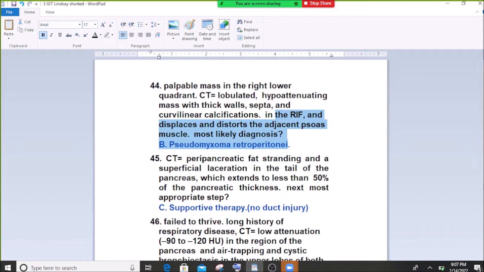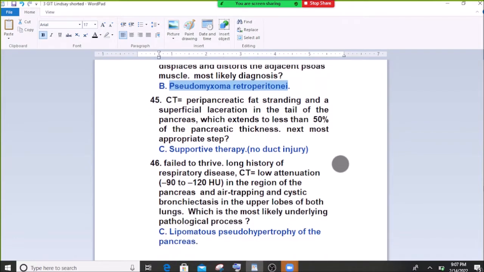Again, there is a mass in the right lower quadrant, and then there are curvilinear calcifications, and in the right iliac fossa it displaces the adjacent psoas muscle, most likely diagnosed as mucinous cystadenoma retroperitoneum. Remember this because it displaces the adjacent psoas muscle. The psoas muscle is in the retroperitoneum, so it is mucinous cystadenoma retroperitoneum.